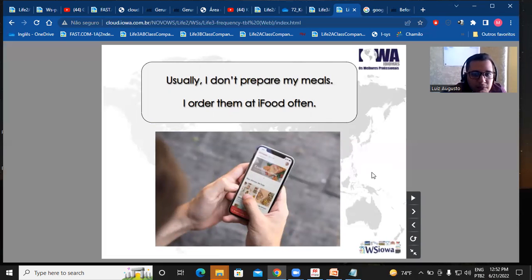Usually I don't prepare my meals in the order. Esse usually aí no começo tá errado. Ele é I usually don't prepare. I usually don't, or I don't usually. I don't usually. Yes, often. In the order de... Você often aperta no final da frase?